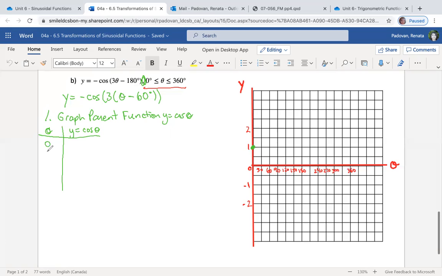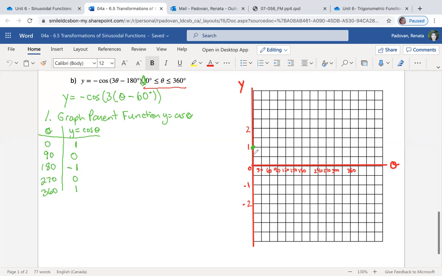I use the same 0, 90, 180, 270, 360, and now I don't have to do anything on the negative, so I'm literally only graphing those 5 points. If I put in cos of 0, the value would be 1. Cos of 90 would be 0. Cos of 180, just type it in your calculator, the value of cos 180 is -1. Cos of 270 is 0, and cos of 360 is 1.